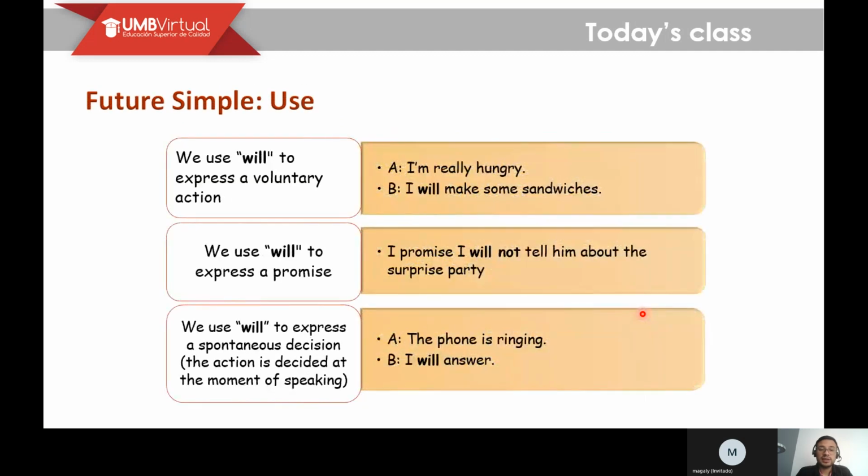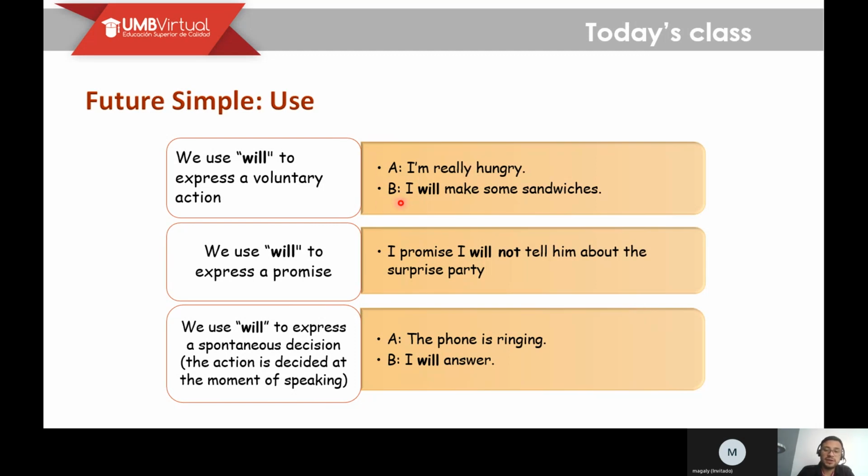So according to the future simple, the uses that we can have are: we use will to express a voluntary action. Also, you use will to express a promise, and we use it to express a spontaneous decision, an action that is decided at the moment of speaking. For example, the telephone is ringing, and you say, "I will answer." Because it's something spontaneous at that moment.